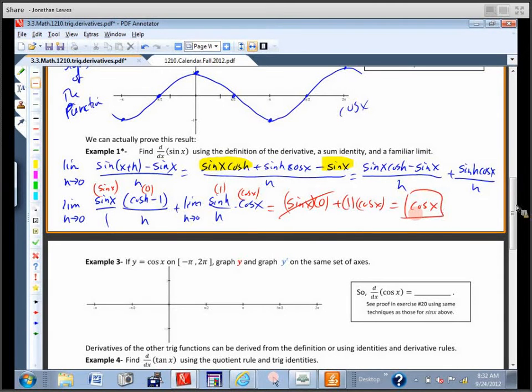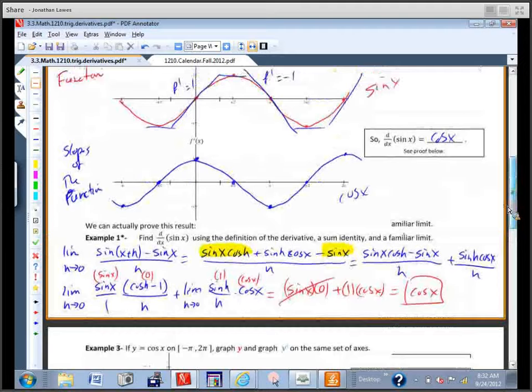So this isn't just guessing. This isn't just estimating from a graph. If you find the derivative of sine of x, you get cosine of x. The derivative of sine is cosine.